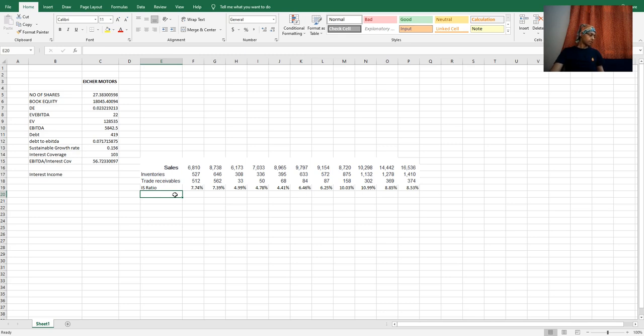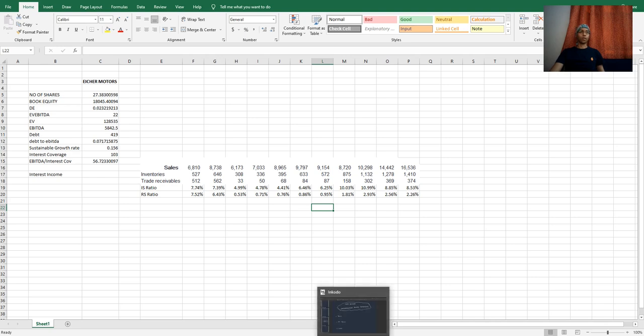Trade receivables. Again, receivables to sales ratio. This is equal to receivables by sales. 7%, 6%, less than 1% for a long time, then 1%, 2%, 3%, 2.5%. This is fantastic. They have really brought things under control in terms of trade receivables, right?